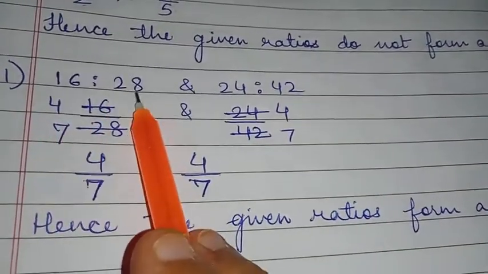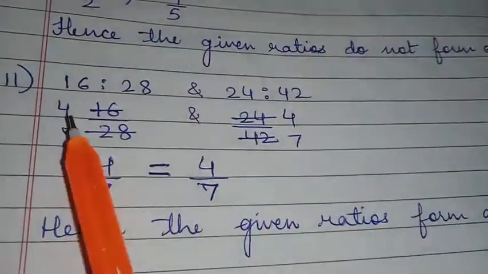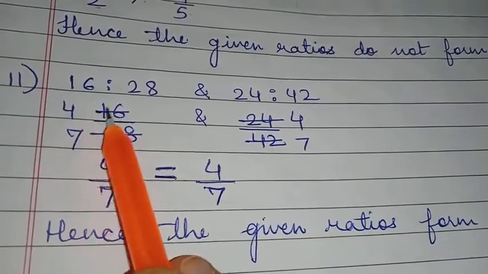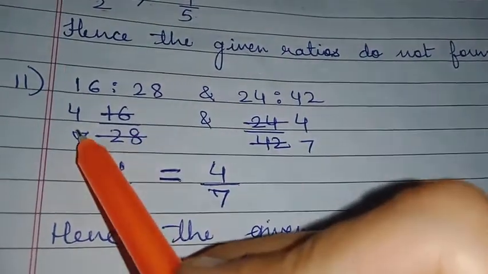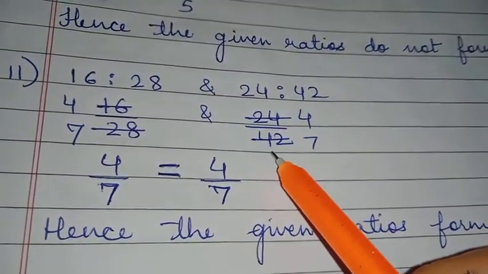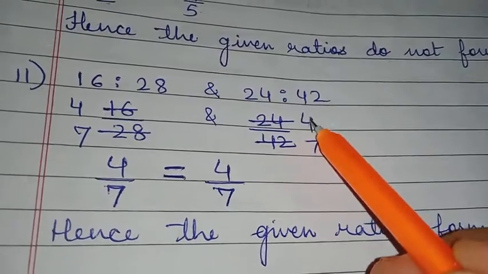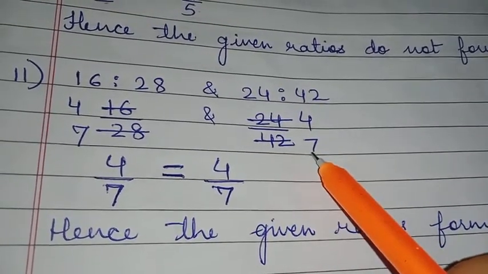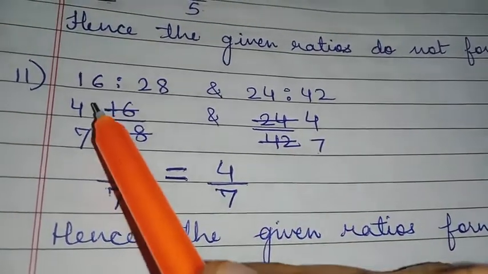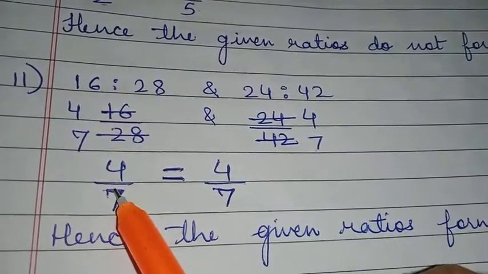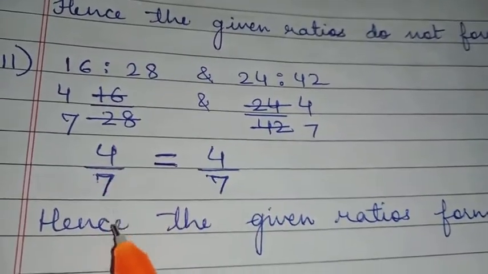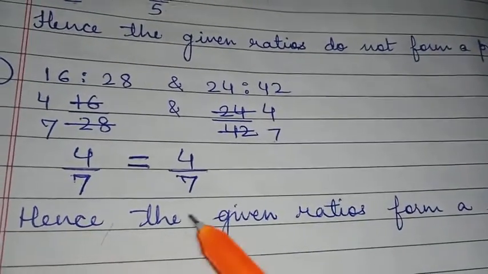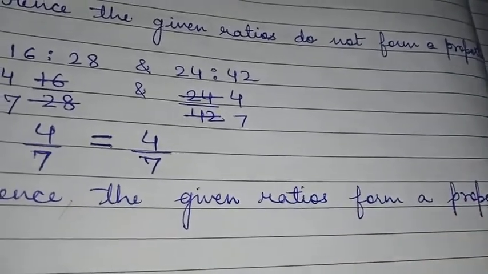Okay. Let us see the second example. 16 is to 28 and 24 is to 42. 16 upon 28. 4 fours are 16 and 4 sevens are 28. Similarly here 6 fours are 24, 6 sevens are 42. Alright. So both the answers you can see 4 by 7 here and 4 by 7. The ratios are 4 is to 7, 4 is to 7. So we say that hence the given ratios form a proportion.